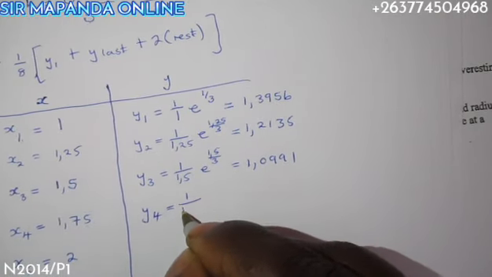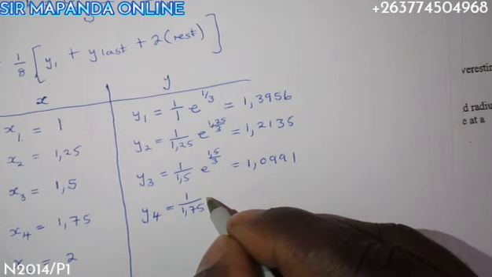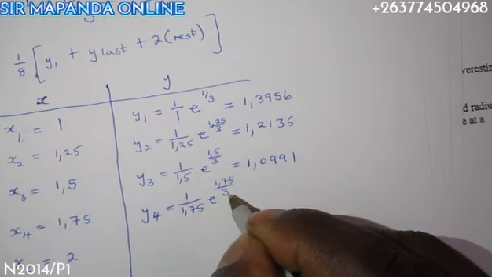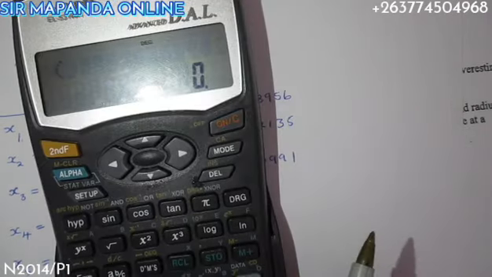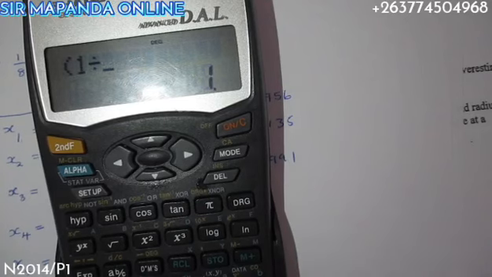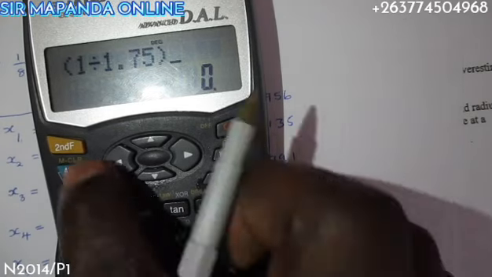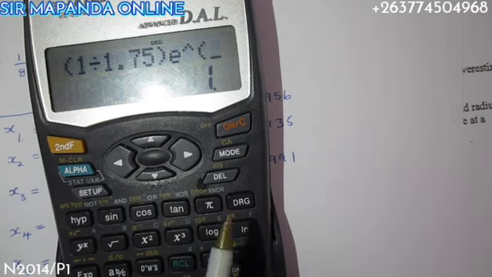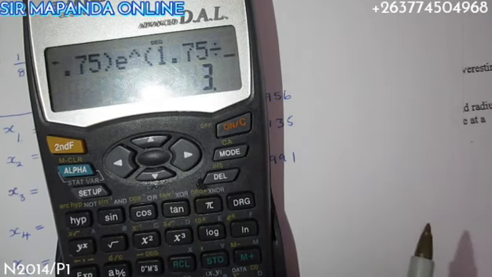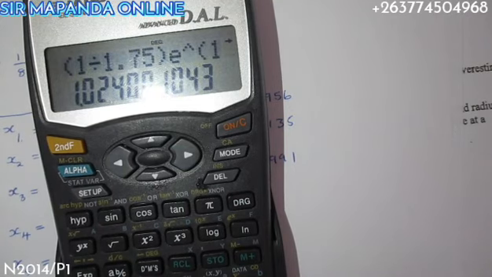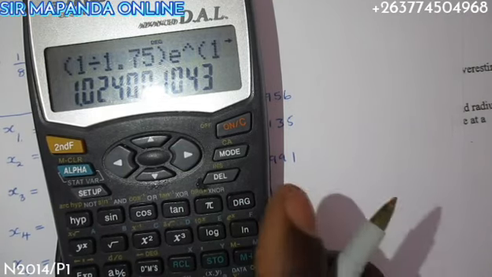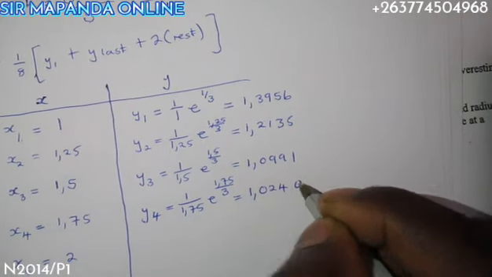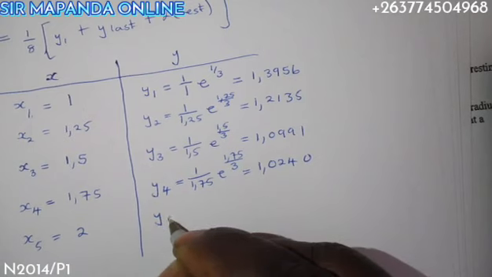Then we move on to y4. It's 1 over 1.75 exponential 1.75 over 3. So we are saying 1 divided by 1.75 exponential 1.75 divided by 3. You get 1.0240. Then move on to y5.